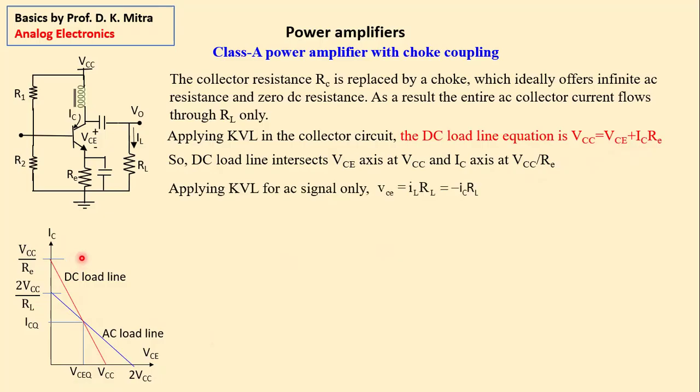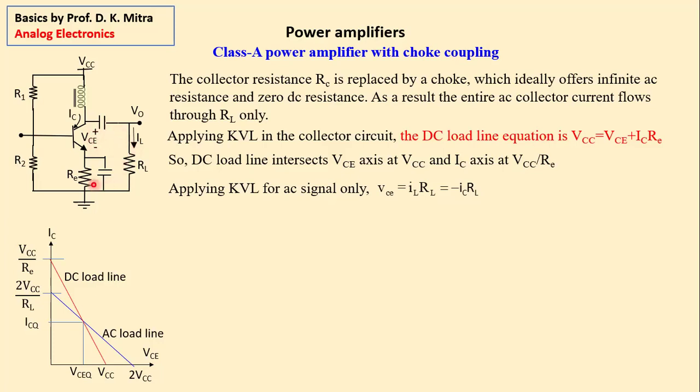Next, now you apply Kirchhoff's voltage law for the AC signal. If you apply Kirchhoff's voltage law for the AC signal, this branch is open circuit because this is a very, very high AC impedance. So this is small vce, meaning the AC potential drop across the collector emitter, and this is the positive direction, and this is the IL conventional positive direction. So these are only conventional directions. The actual value will become negative or positive depending upon the real values.